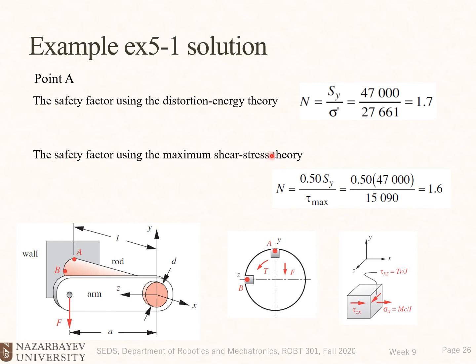The safety factor using the maximum shear stress theory is quite easy. We had the formula N equals half of Sy, which is basically the shear yield strength, divided by the maximum shear stress. We calculated the maximum shear stress in the previous slide, and N will be equal to 1.6. So you see that the maximum shear stress theory is more conservative. Why? Because the safety factor we achieve here is less than the safety factor based on the von Mises theory.